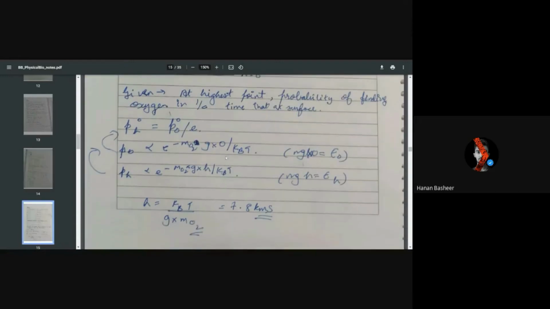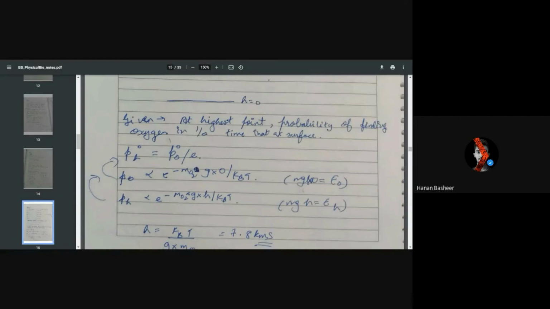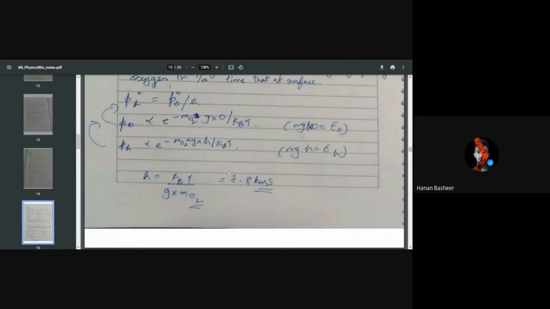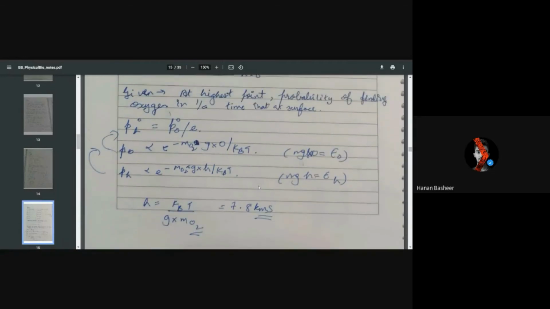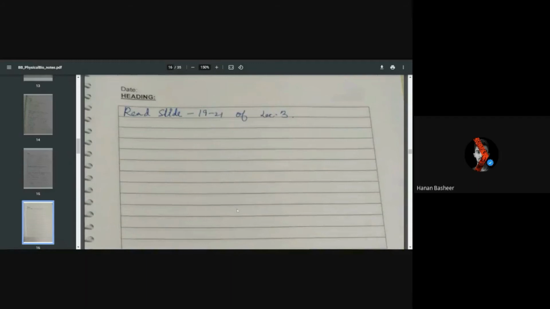Then we know that the oxygen level drops as we go higher and higher. So we can use this equation to find a height where the oxygen level will drop to 1 by E of the amount of oxygen at the lowest level. So we will input all the values here, and then we will observe that it is approximately coming out to be 7.8 kilometers. So we are just plugging in these values and taking the ratio. So the proportionality sign goes, and then we will get this answer.